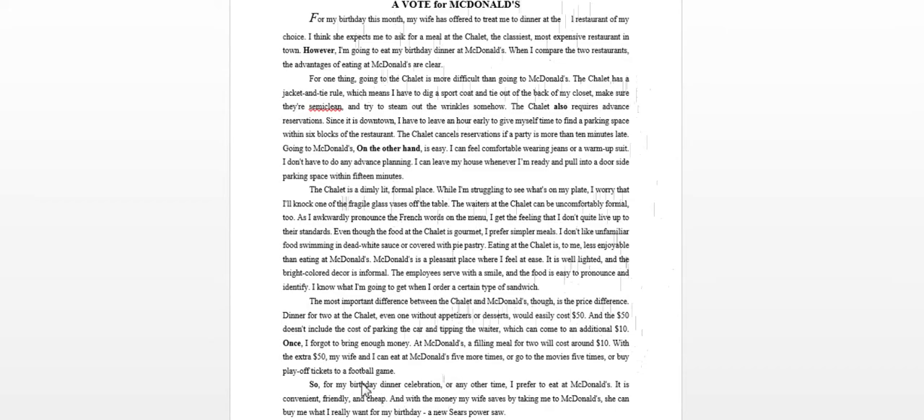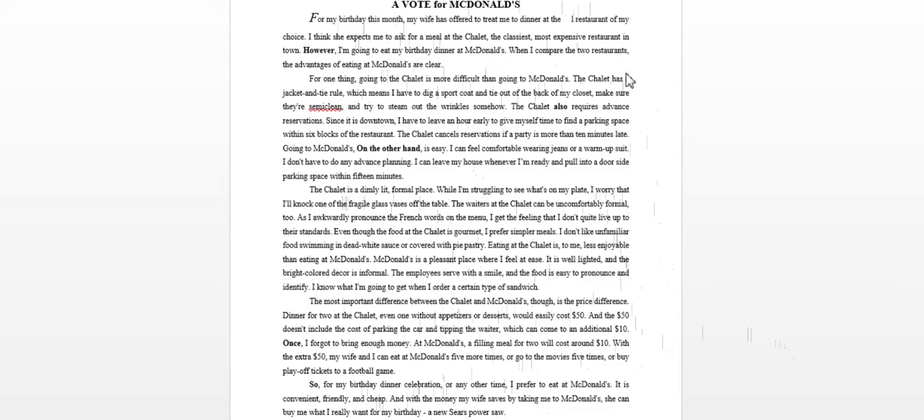Then the conclusion. "So for my birthday dinner celebration or any other time, I prefer to eat at McDonald's." It echoes the thesis, saying that he likes McDonald's better. "It is convenient, friendly, and cheap." It summarizes the body in the same order that it was written. "And with the money my wife saves taking me to McDonald's, she can buy me what I really want for my birthday, a new Sears Power Saw." So it's just a nice little ending.